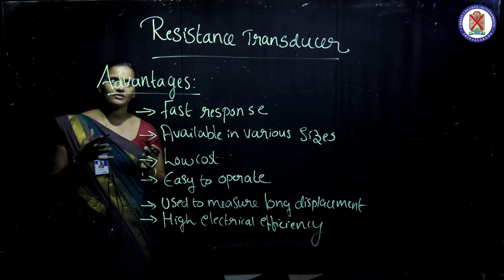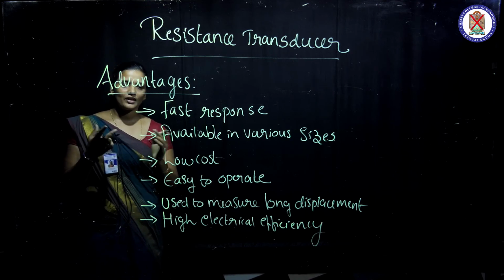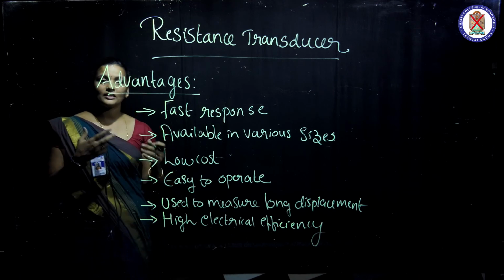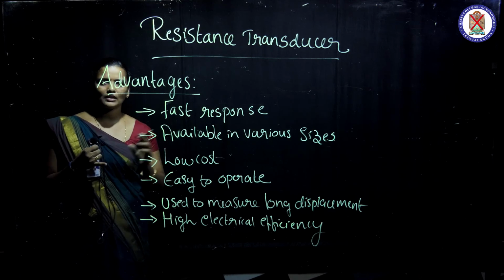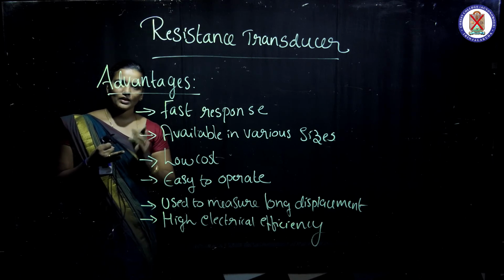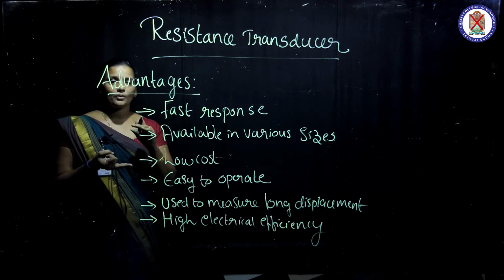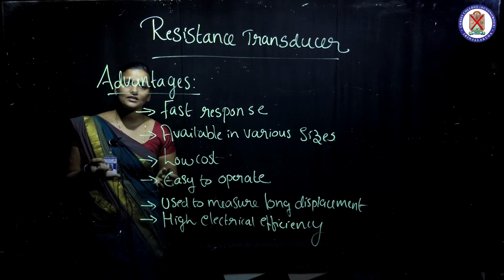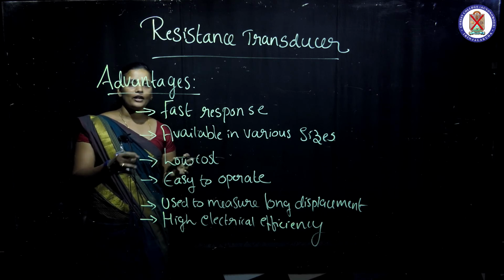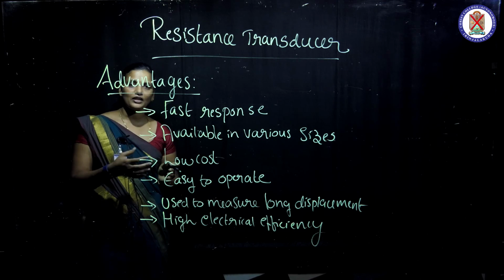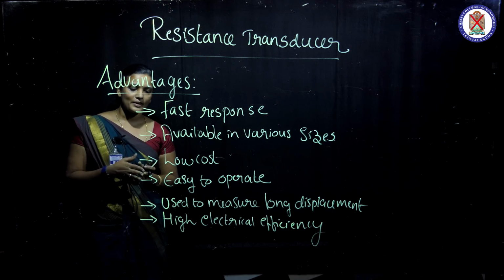So in this video we have discussed the resistance transducer and its working principle, and we have also seen an example to measure displacement, and then the applications. Potentiometer is used to measure length or displacement. The second one is the strain gauge, mainly used to measure the strain or pressure applied on it. The next one is the thermistor, mainly used to measure temperature. And the advantages: fast response, available in various sizes, low cost, easy to operate, used to measure long displacement, and high electrical efficiency.